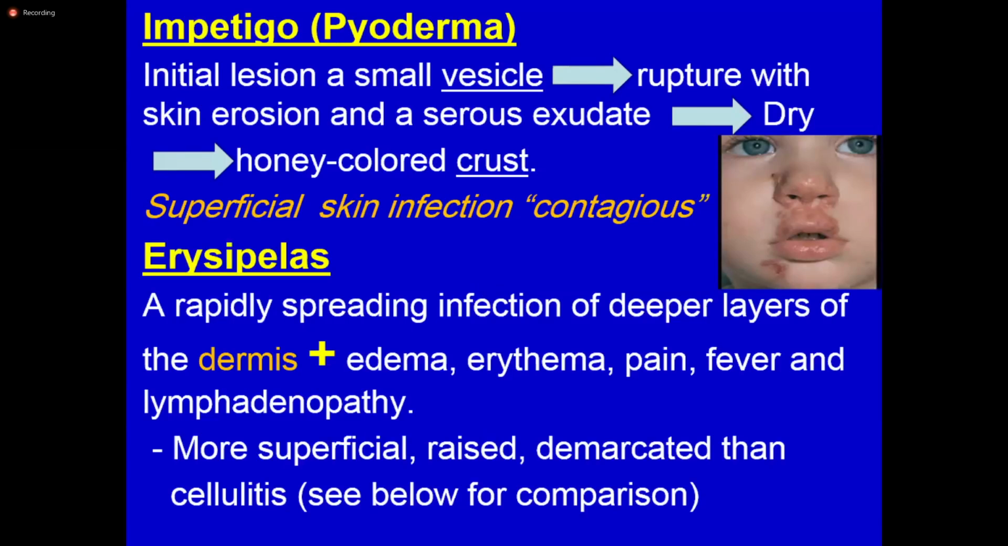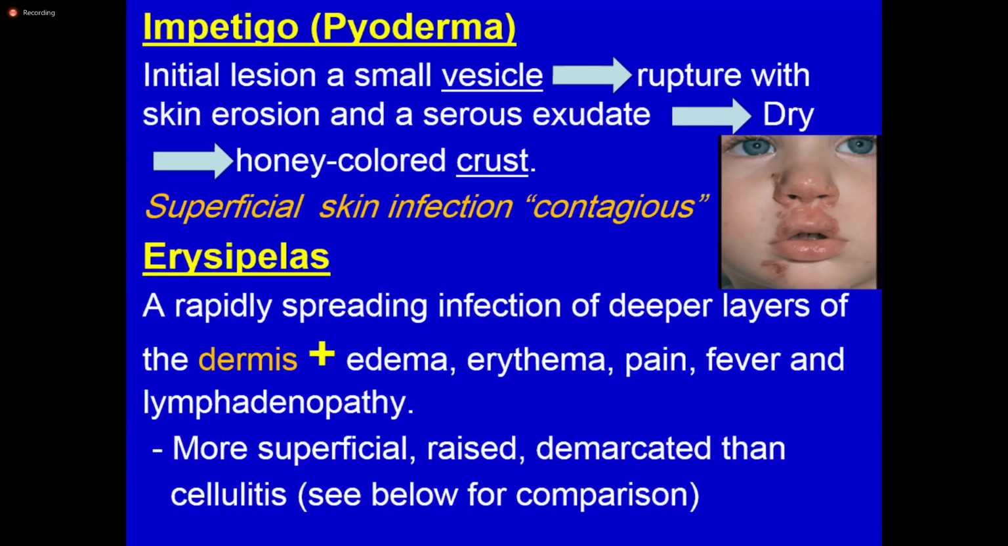Impetigo, or sometimes called pyoderma. What is impetigo or pyoderma? There will be a small vesicle, which contains fluid, of course, and will rupture. When ruptured, with skin erosion, serous exudate will be liberated. This serous exudate, when dry, becomes crusted, like scales, honey colored. It is a superficial skin infection. You can see it like that. It is very contagious.